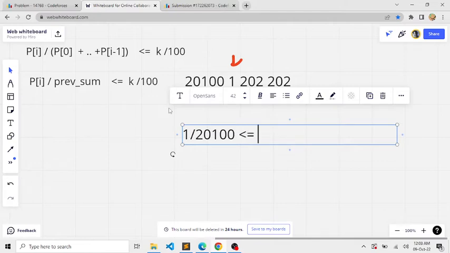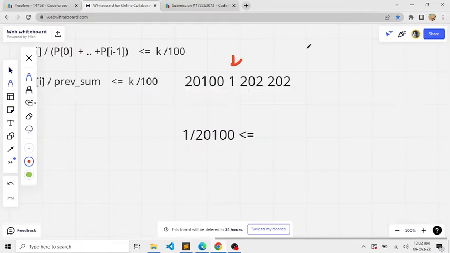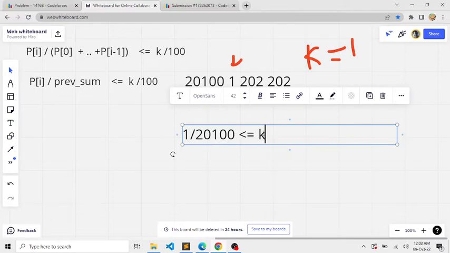and it must be less than or equal to k. The k that they have given us is 1. Okay, so just put it here. K is equal to 1. So the overall condition becomes k divided by 100, or 1 divided by 100. Okay, just let me keep it 1 divided by 100.